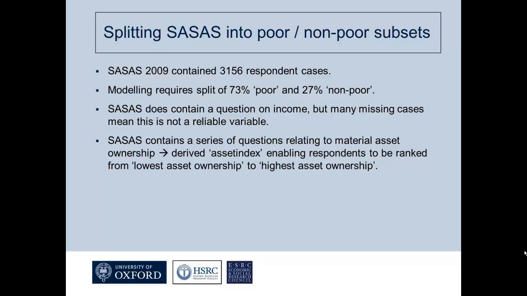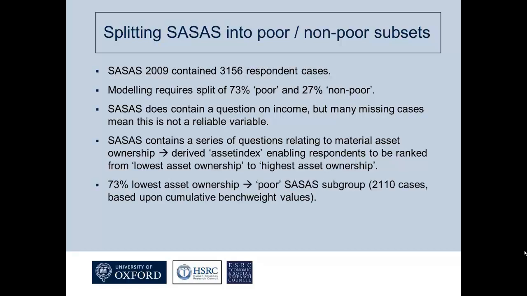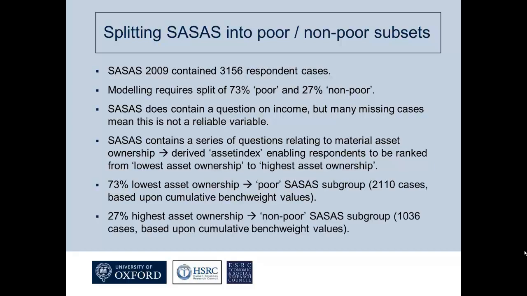And it was this asset index variable that we used as the basis for subsetting the SASAS dataset into the poor and non-poor subsets. So the 73% of SASAS respondents with the lowest asset ownership were assigned to the poor SASAS subgroup, and 27% of the highest asset ownership respondents were assigned to the non-poor SASAS subgroup.